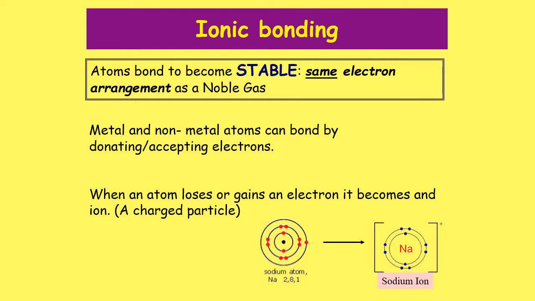Atoms are lazy and atoms always do the thing that's easiest. It's easier to give up 1 electron than it is to try and find 7 electrons, so sodium donates or loses an electron and becomes a sodium ion. Because it has lost an electron, it becomes positively charged. It's lost 1 electron, so it has a 1 positive charge.